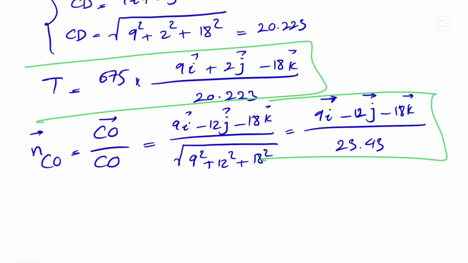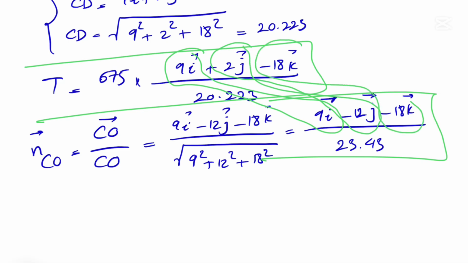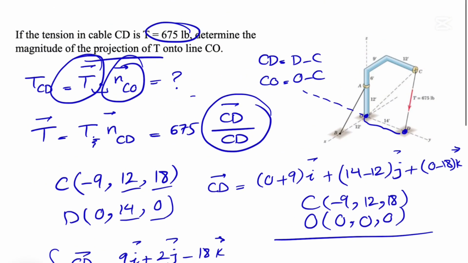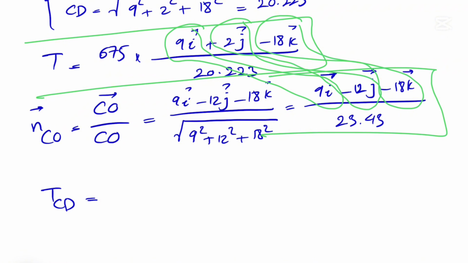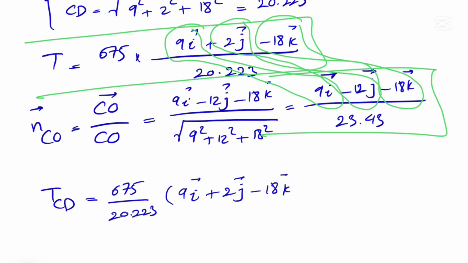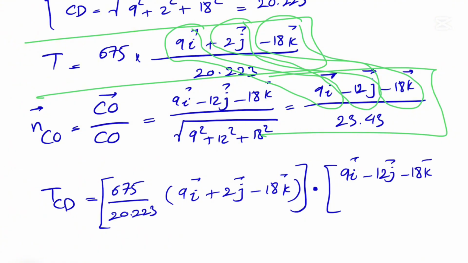For the dot product, all we need to do is multiply the I together, plus multiplying J together, plus multiplying K together. That's our projection that we were trying to figure out at the beginning. So it's going to be the dot product of 675 over 20.223 times 9i plus 2j minus 18k. And this will be our dot product. And here we have 9i minus 12j minus 18k divided by 23.43.